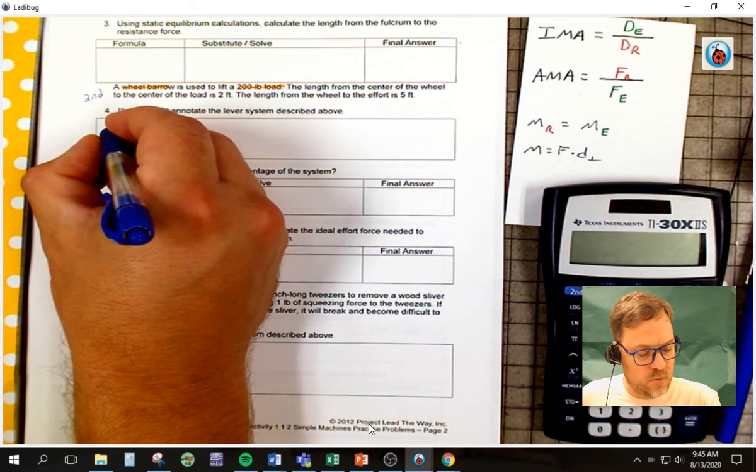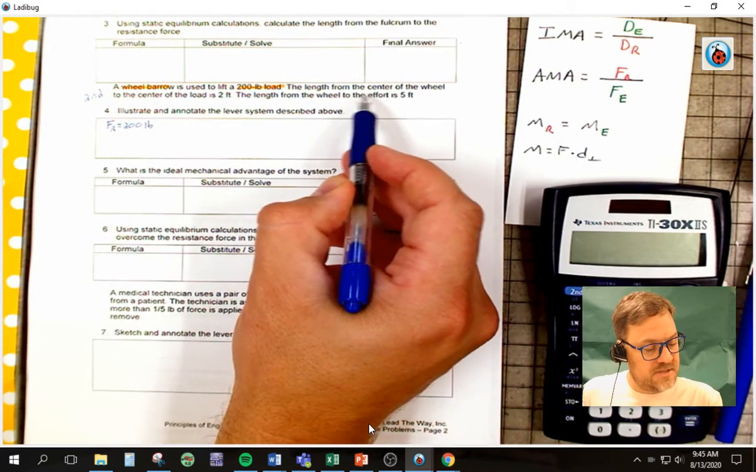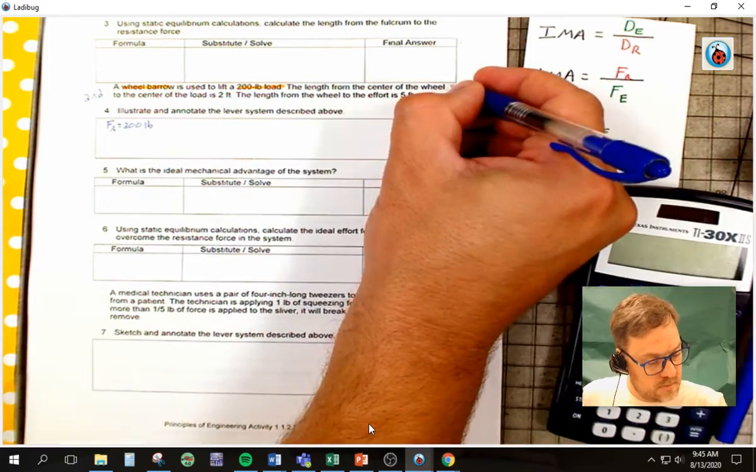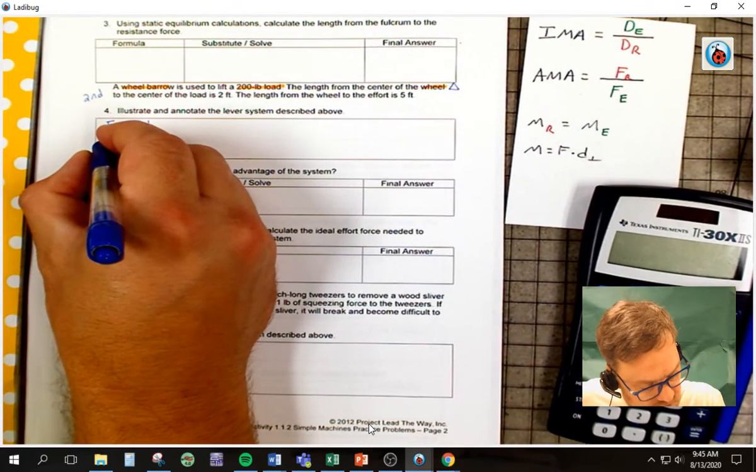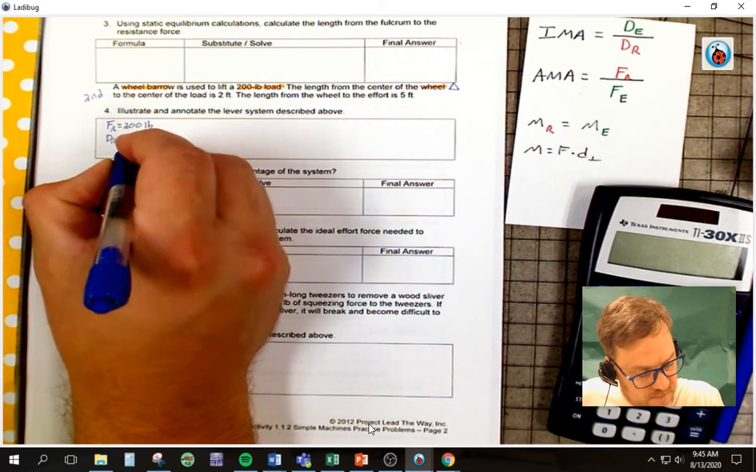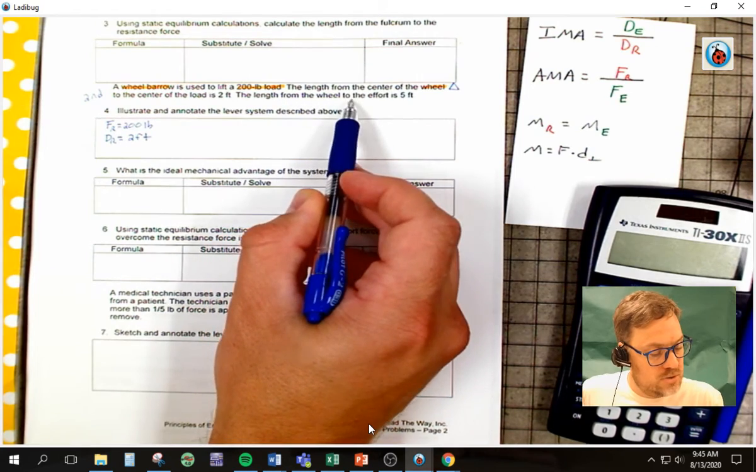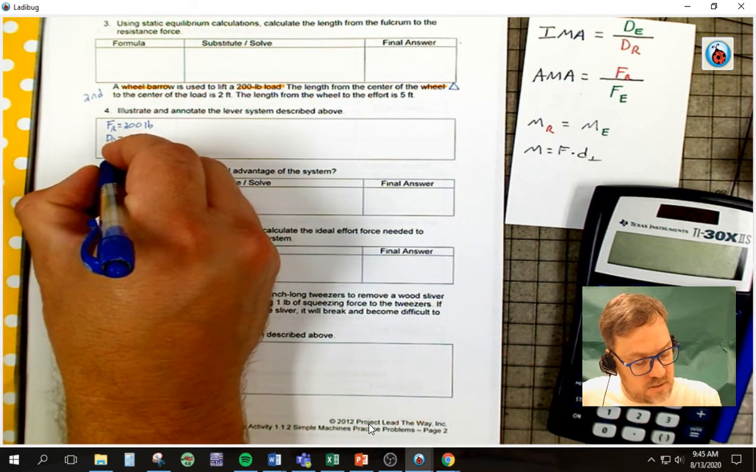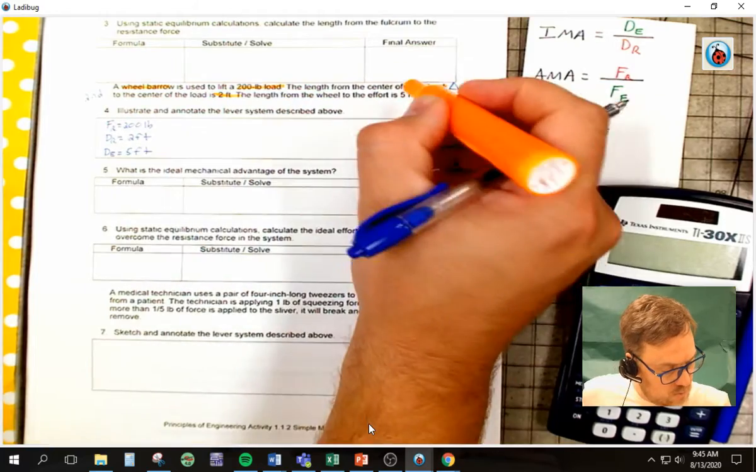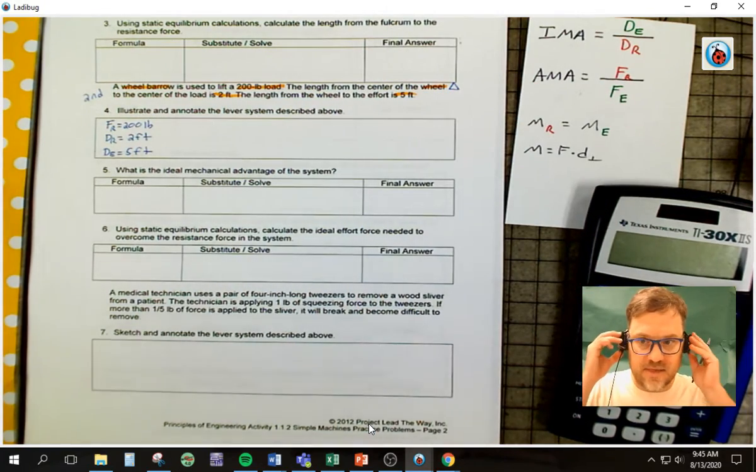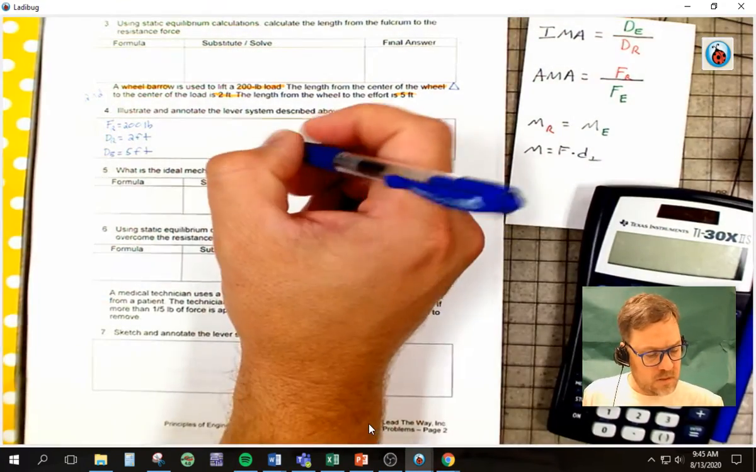So right off the bat, I know that my force resistance is 200 pounds, okay? The length from the center of the wheel, which is our fulcrum, to the center of the load is 2 feet. So that tells us that my distance resistance is 2 feet. And then it says the length from the wheel to the effort is 5. So our distance effort is 5 feet. So I've kind of gone through there and said, what are my knowns? What are my need to knows? And so obviously the thing that I'm missing is my force effort. And I'm sure it's going to ask us that.